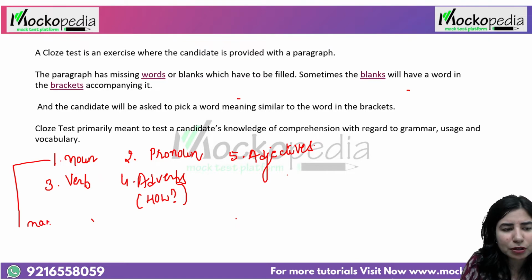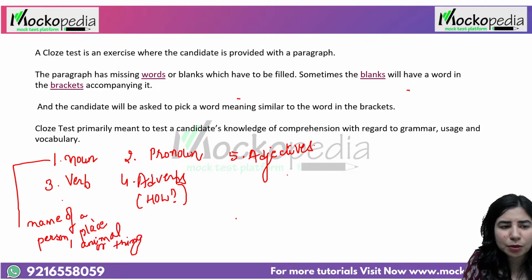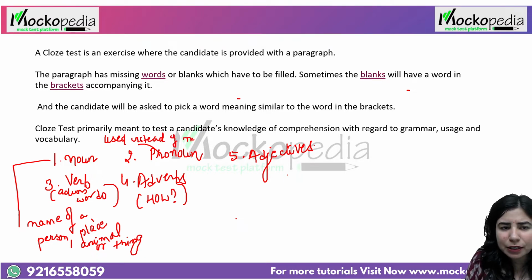A noun is the name of a person, place, animal, or thing, right? Simple definitions. A verb, we can say, is an action word. This much, not detailed, long definitions. Pronouns are used instead of nouns. I really try to resist offering a lot of classifications and definitions which would not be needed in question solving, and that's something you should also do.